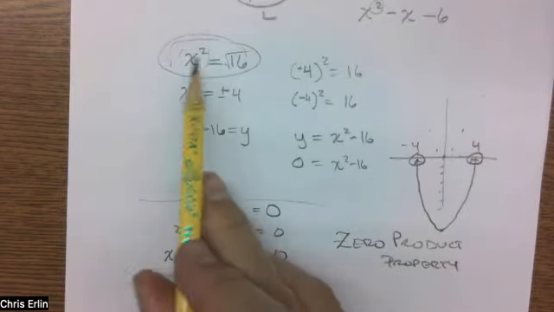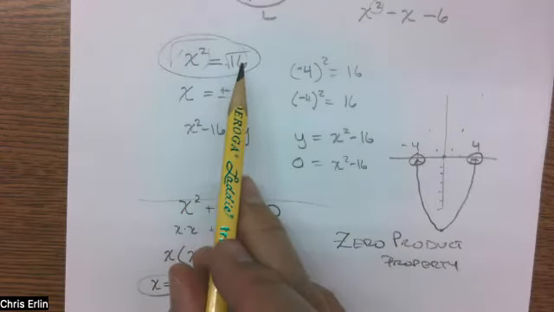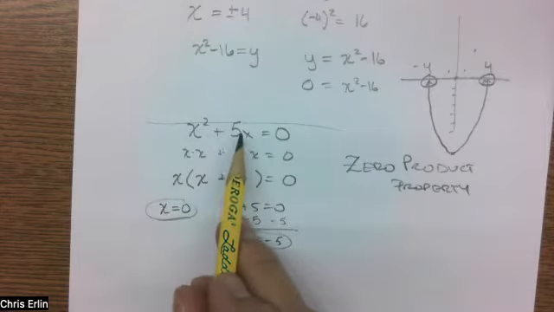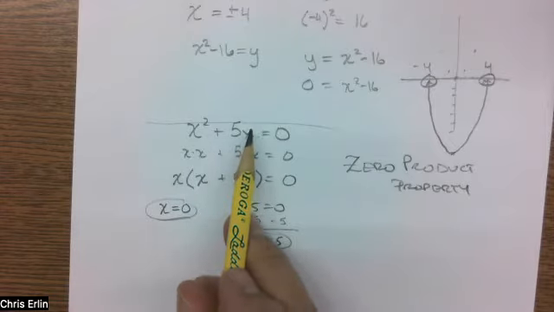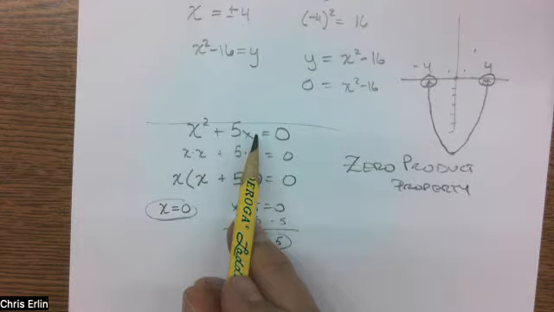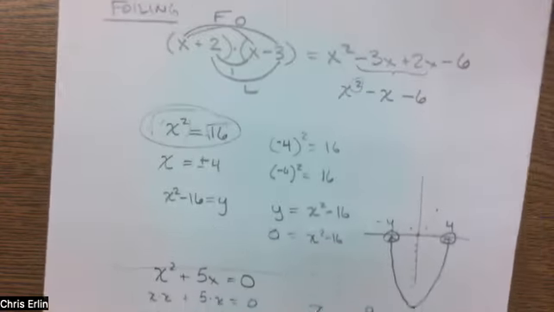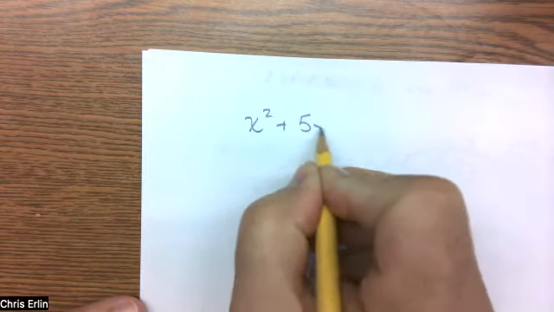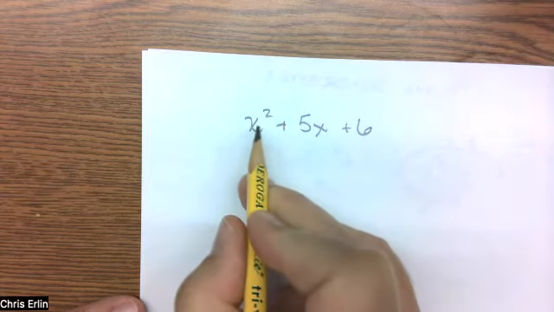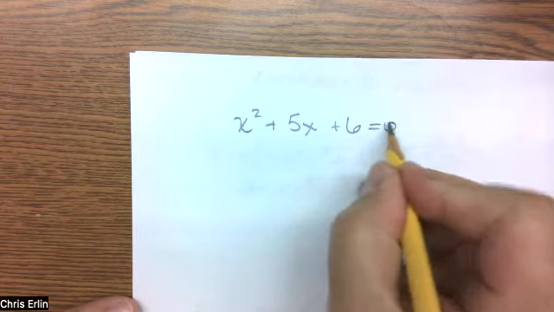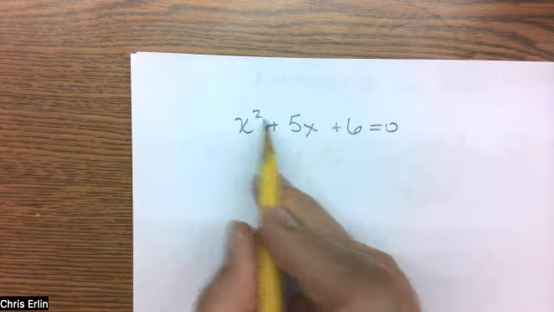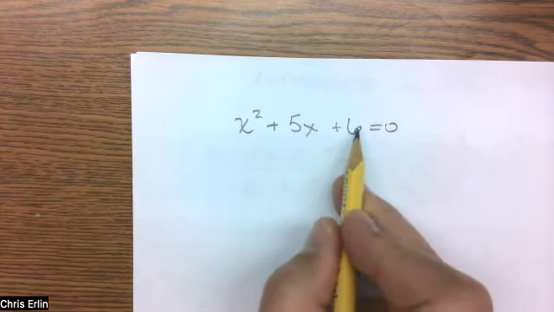So when I have a single x squared and a constant, I can just solve by square roots. When I have an x squared and a single x term, x to the first, but no constant, I can do it this way. But the hardest ones come about when I have all three. When I have something like x squared plus 5x plus 6, and let's say that this is equal to 0 already.